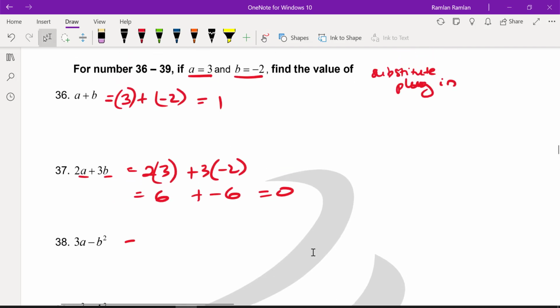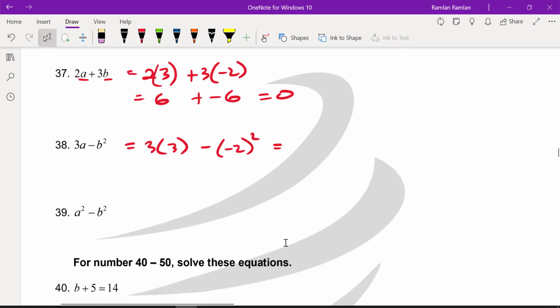So I'm just gonna write down for you guys 3 times (3 minus b) squared, where b is -2. Again, remember guys, if you have a power like this, the b here, which is -2, should be inside the bracket, and then the square should be outside. In here there'll be 3 times 3, which is 9, and then minus this guy is 4. And 9 minus 4 is equal to 5.